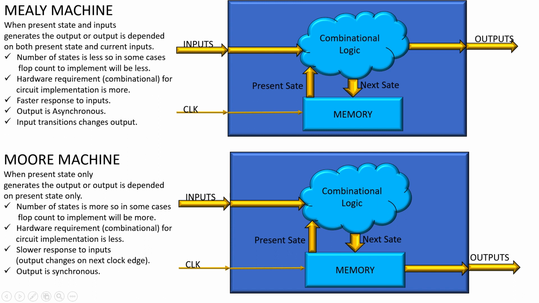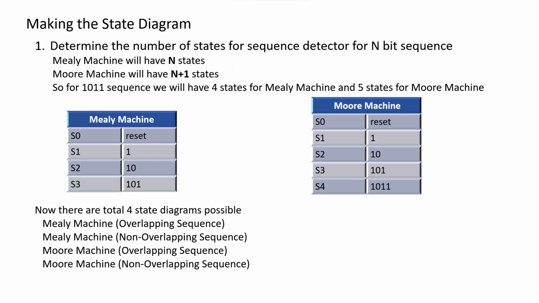Output is synchronous. After having all this information, we are ready to make the state diagram for all 4 combinations. First, Mealy machine, overlapping sequence. Second, Mealy machine, non-overlapping sequence. Third, Moore machine, overlapping sequence. Fourth, Moore machine, non-overlapping sequence.